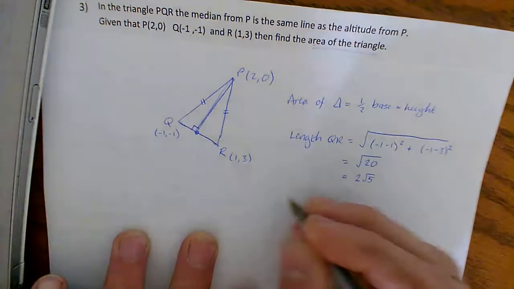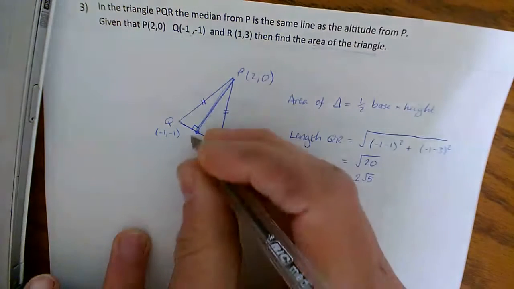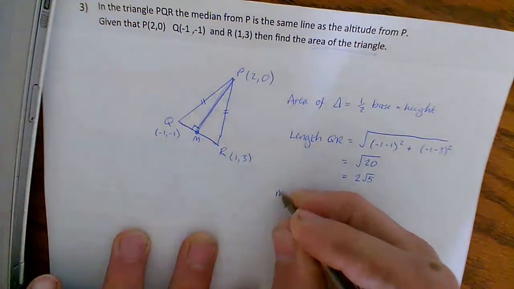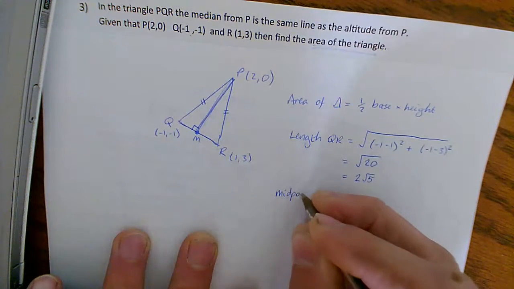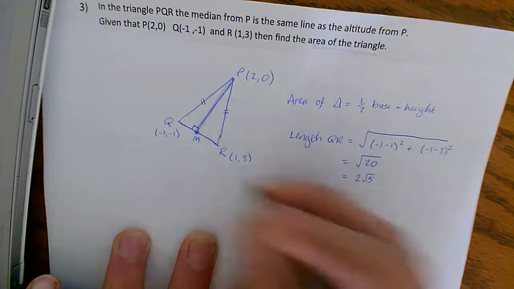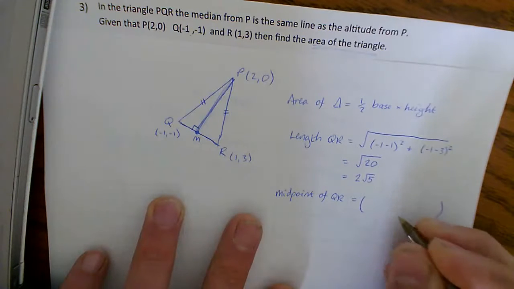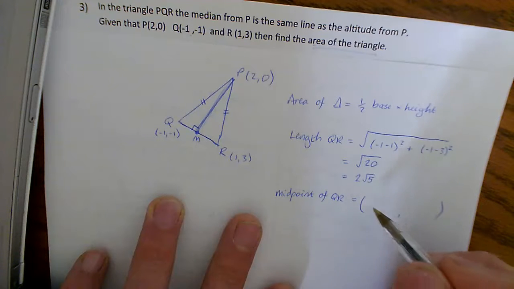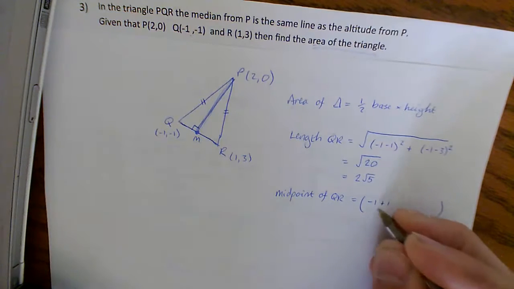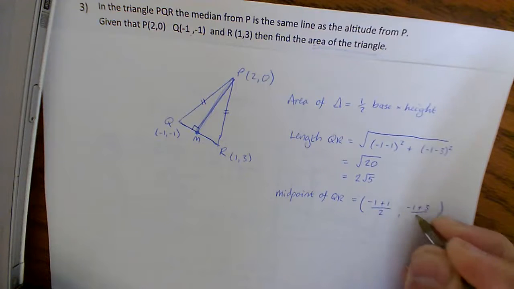Okay, now the height, we want to know this height, which is here. Well, we don't know anything about this point. So the next thing we're going to do is find the midpoint of QR. I've just labeled that M on the diagram. It'll be convenient to have a letter for it in a second. Remember, the midpoint is the mean of the x-coordinates plus the mean of the y's. So we've got minus 1 plus 1 over 2, and we have minus 1 plus 3 over 2.